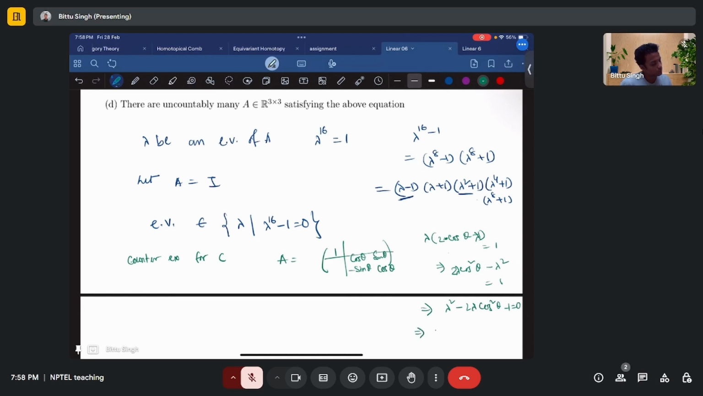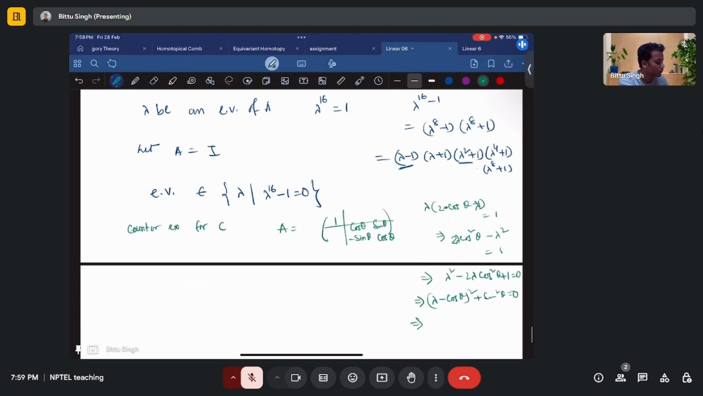So plus 1 can be written as cos square plus sin square. Oh, sorry, it is plus 1, just a mistake. So it is lambda minus cos theta whole square plus sin square theta equal to 0. So lambda equal to cos theta plus minus I sin theta.